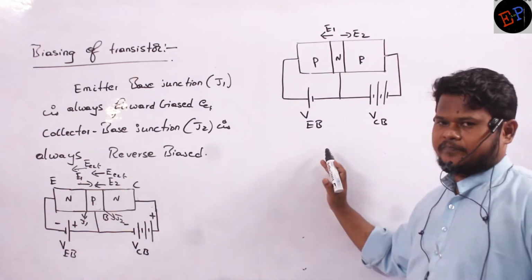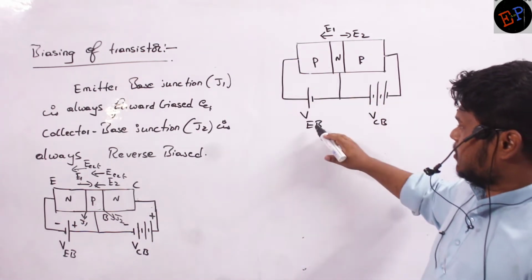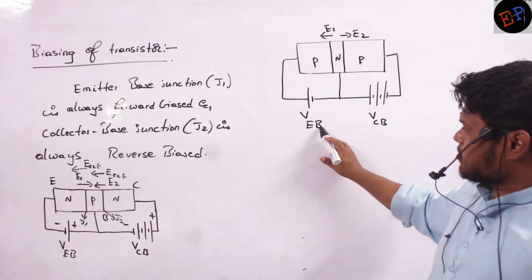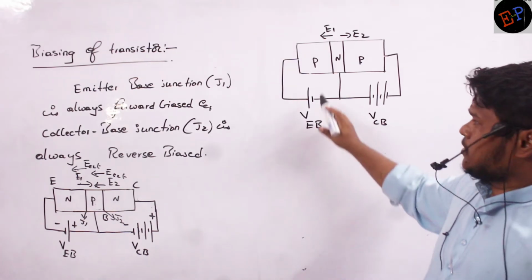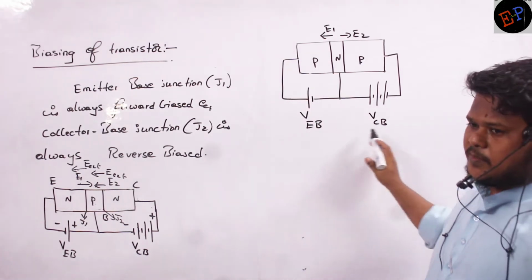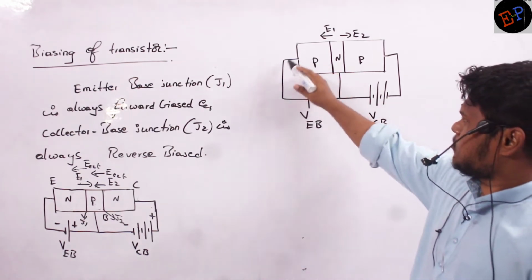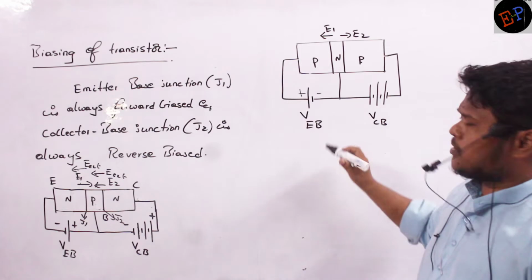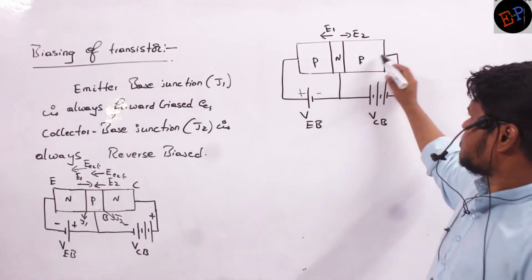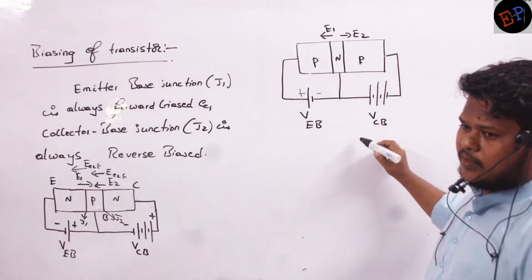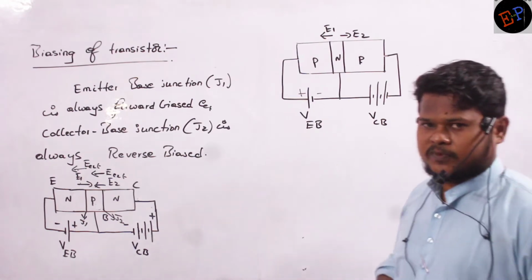This is PNP. Now here, how can I connect this battery? This is emitter base potential. EB means what? Emitter base potential. CB means collector base potential. Now, positive connected to positive, so definitely forward biased. Positive connected to negative, definitely reverse bias. Like this you can remember.